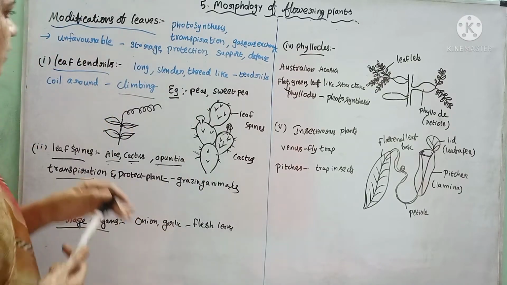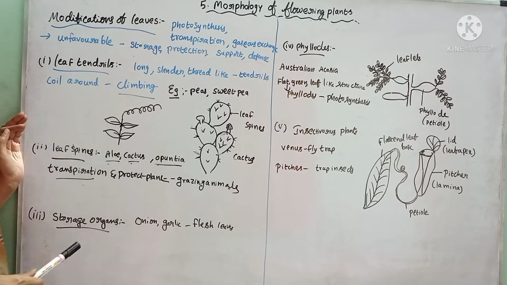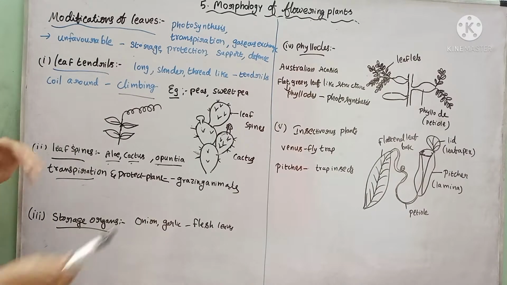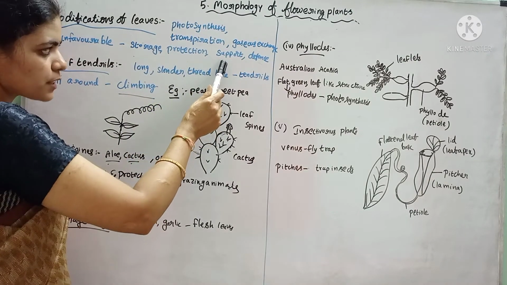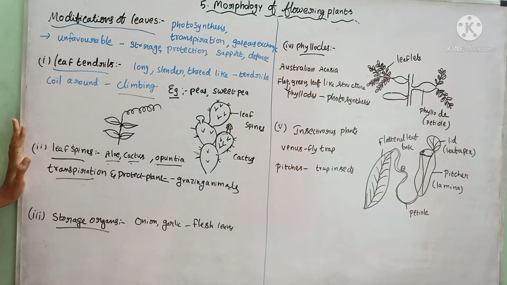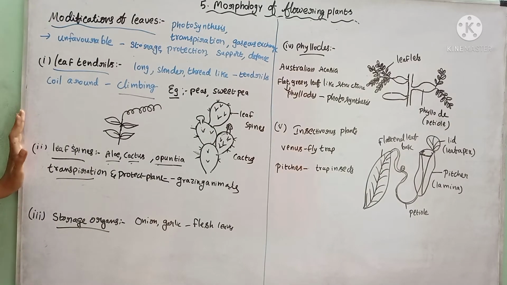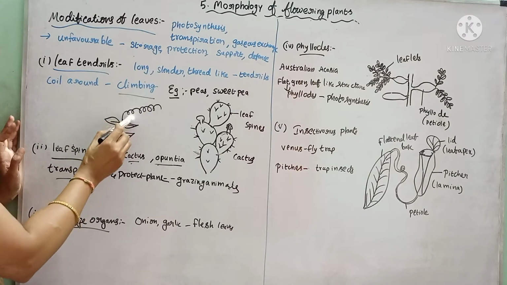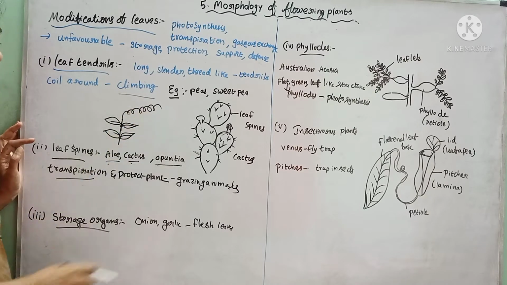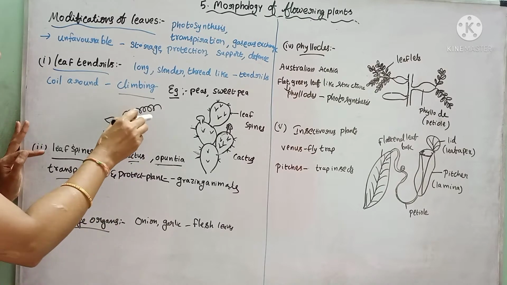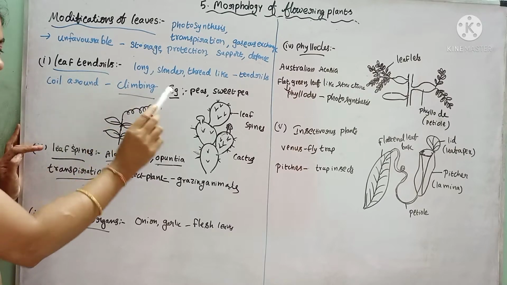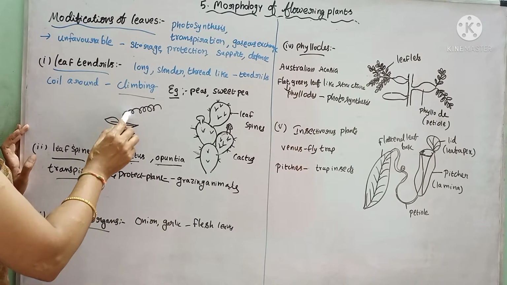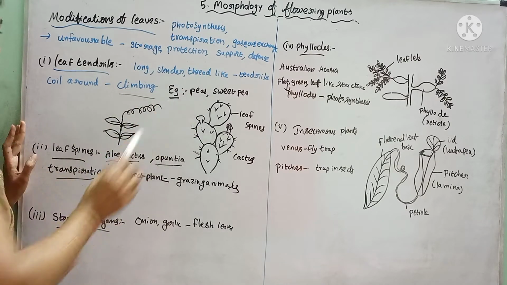But in some plants, the plants which are growing under unfavorable conditions, the leaves have been modified for storing food material, for protecting against grazing animals, for supporting and for defense. For all these, the leaves have been modified into several different structures. The first one is the leaf tendril. The tendril is a long, slender, thread-like structure which is sensitive to touch, and these tendrils coil around any support and help the plant in climbing.